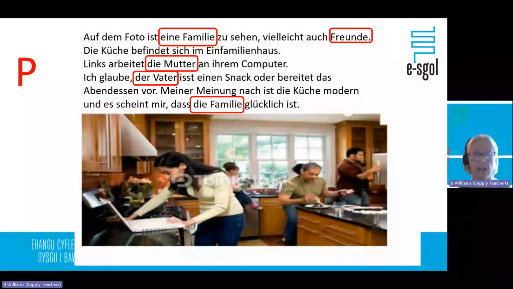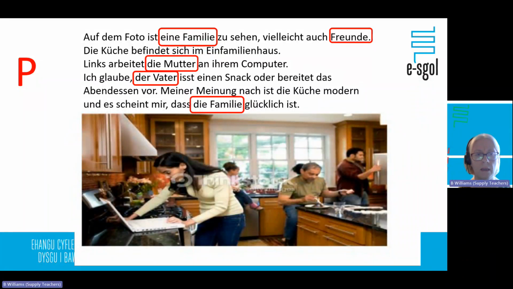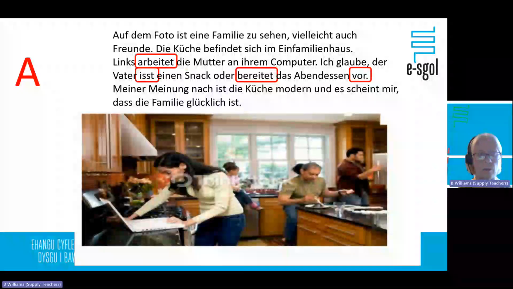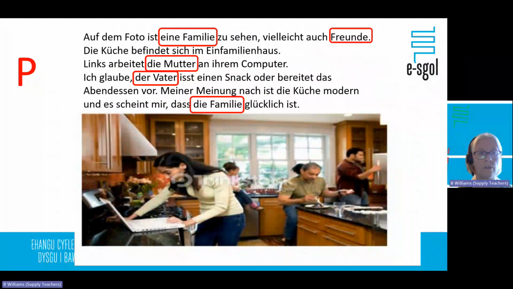This is from the WJC itself. So to look at the P, here we've got, sorry, let's go back. Auf dem Foto ist eine Familie zu sehen. So we've got the red box there around eine Familie, because that's the people or the physical. Who or what can I see? I'm not 100% certain that they are family, so let's say that they might be friends. So vielleicht auch Freunde. So they could also be friends.